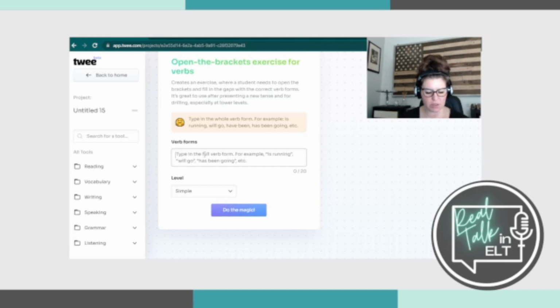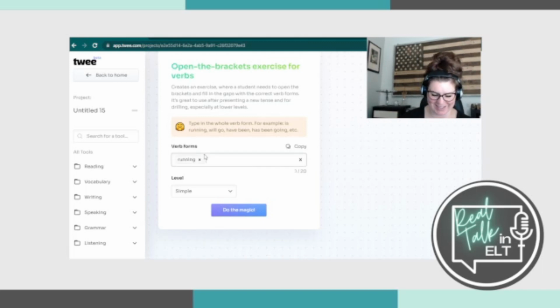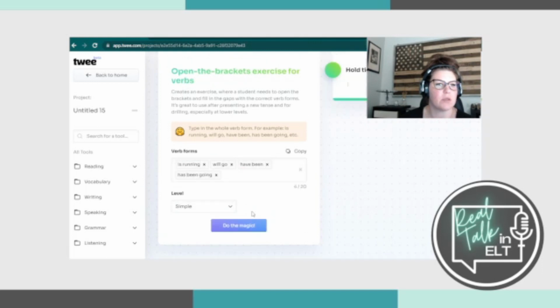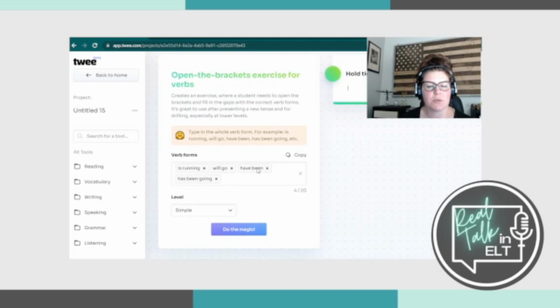Well, I'm just going to use their examples. Running. Sorry. Is running. Will go. And for you to separate them, you just have to type a comma and it separates. Have been, has been going. Because I'm not very creative today. Okay, and we've got the level on simple. So let's see what this produces for us.